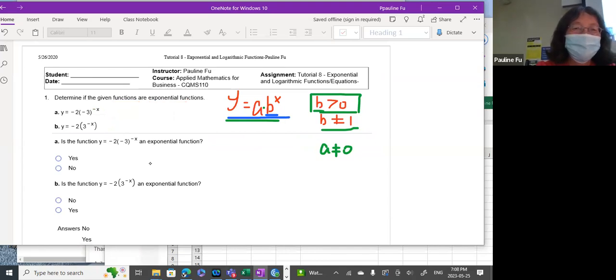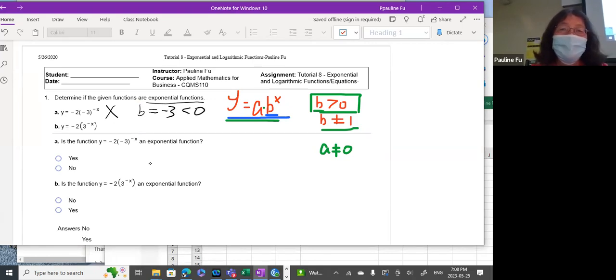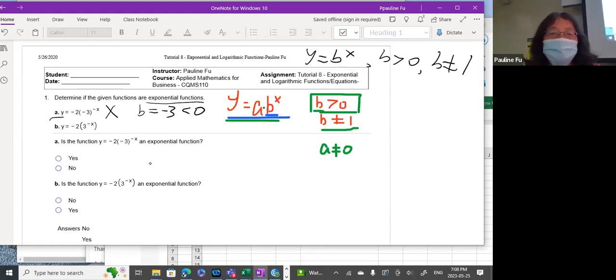Question 1: determine if the given functions are exponential functions. The first one would be no, of course, because b is negative 3, which is less than 0. Remember the definition, it is a times b raised to x, where b is greater than 0 and b is not equal to 1. So the first one is not an exponential function.